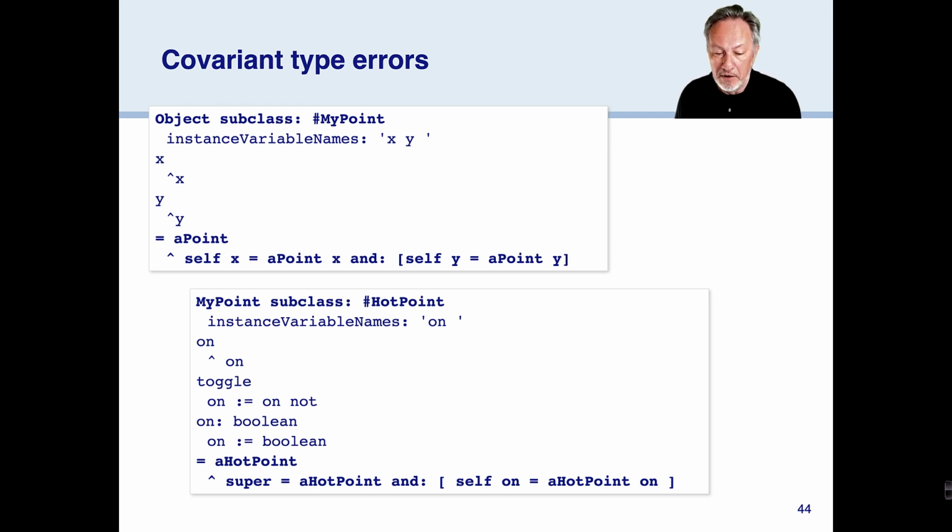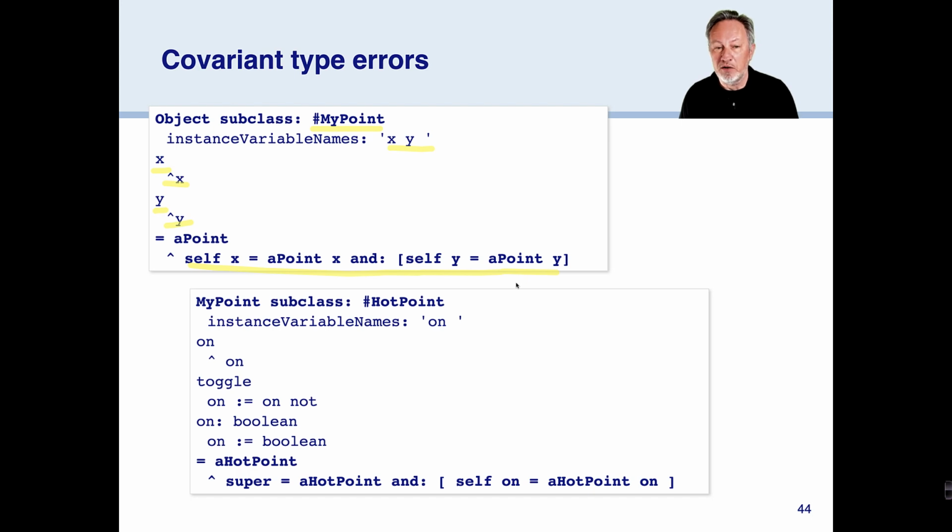Here's an example of covariant type errors. This is a bit of Smalltalk code. Here I have a class called myPoint, and it has instance variables x and y, and getters x and y. Getter x returns x, getter y returns y. The caret here is the return symbol in Smalltalk. And it has an equality method. This is not the way you would normally define equality in Smalltalk, as we'll see it has a severe shortcoming.